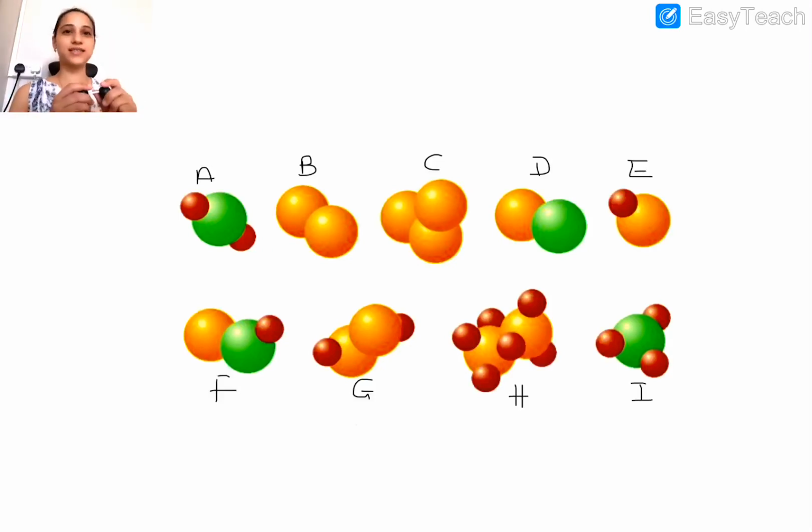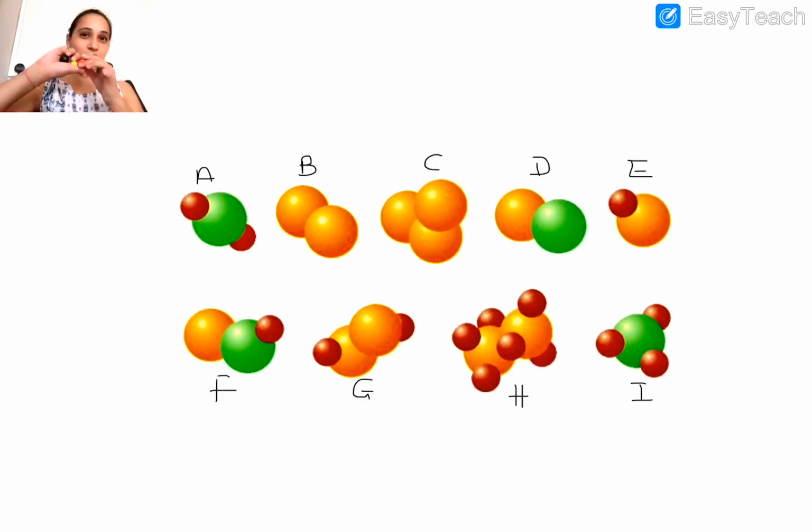Right, let's see another example. So now we have the black particle. That's one kind of atom. I have another, the yellow one, another kind of atom. And I have an orange one, another kind of atom. So how many different types of atoms do we have here? There are 3 types of atoms.